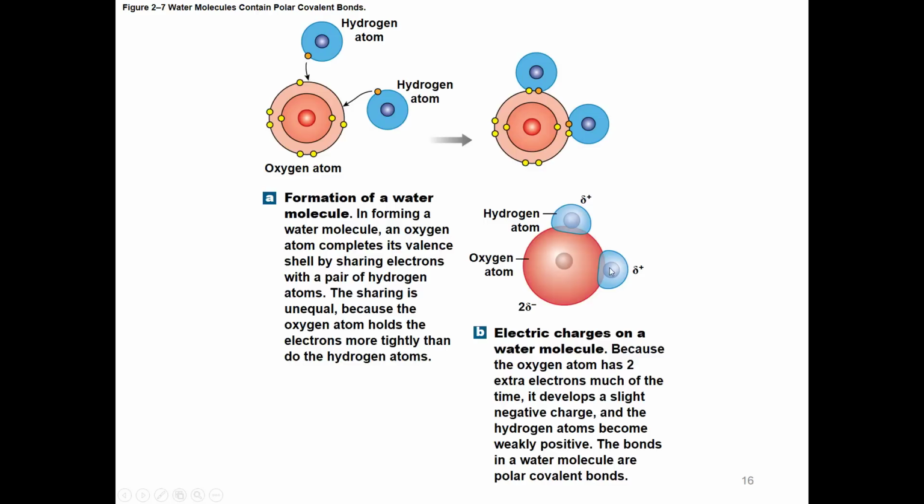The hydrogen atoms are not spending as much time with the electrons. Because they're not spending that much time with the negative charge, they're going to be slightly positive, as you can see here and here. So this makes water a polar molecule, positive on one side and negative on the other side. When we put a bunch of water molecules together, they're going to form our third type of bond called a hydrogen bond.